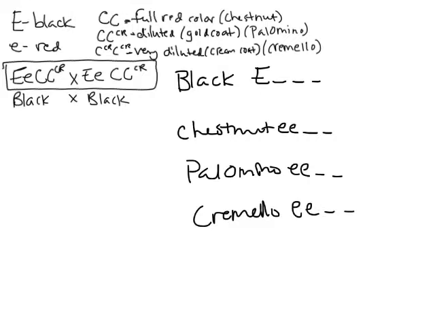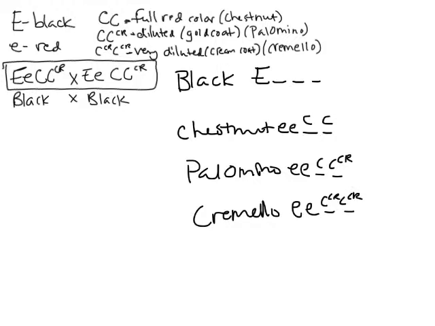Then the modifier gene comes into play. So to be a chestnut, we have the CC, full red color. To be palomino, we have CCR, so one allele of the cream, so your gold coat. And then if we have two of those cream alleles, then we're cremello.